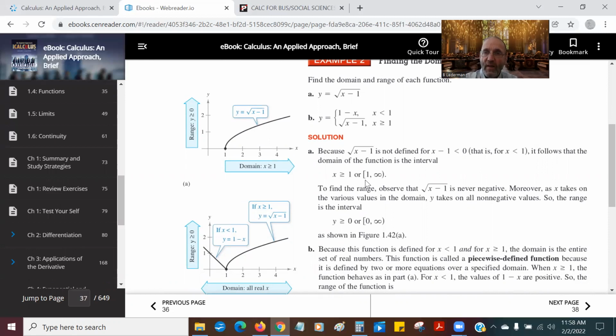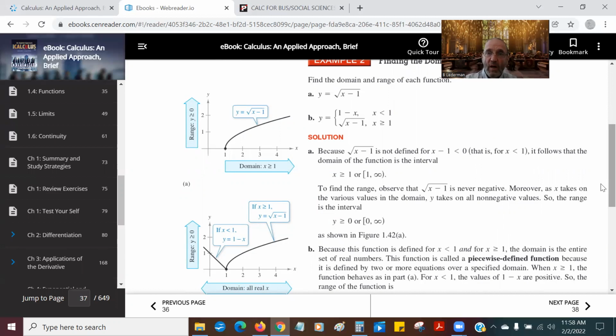Another way of writing that is 1 comma infinity with a square bracket by the 1. And here is y greater than or equal to 0. Another way of writing that is 0 comma infinity with a square bracket at the 0. Why is it a square bracket, not a round bracket? Because of the equal sign, greater than or equal. If it was just plain greater, then it would be a round bracket.